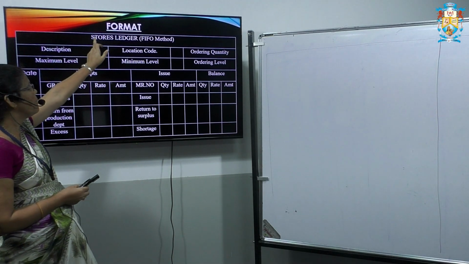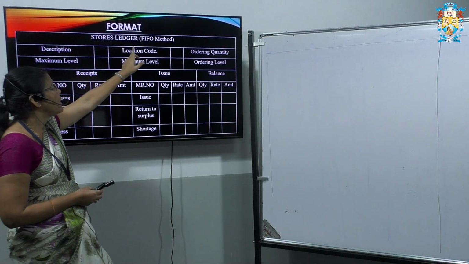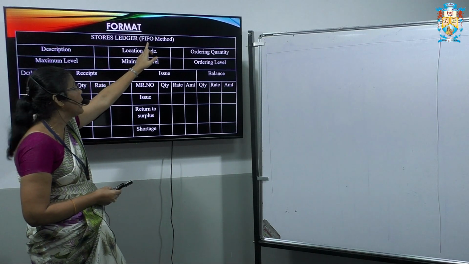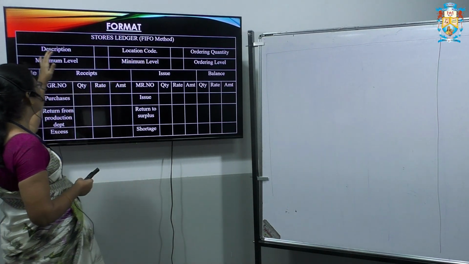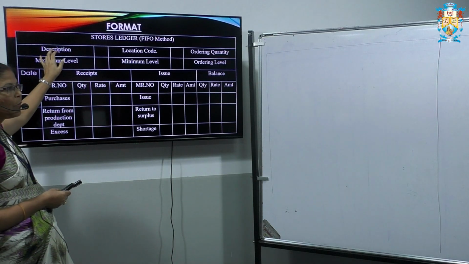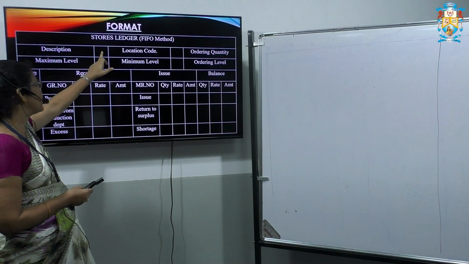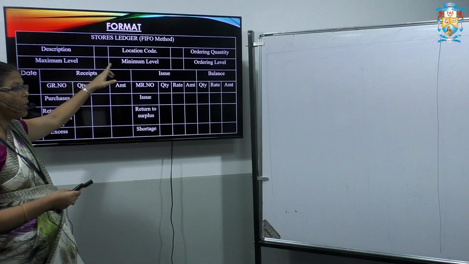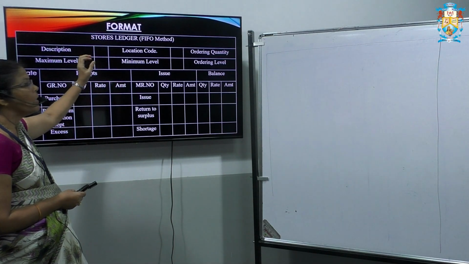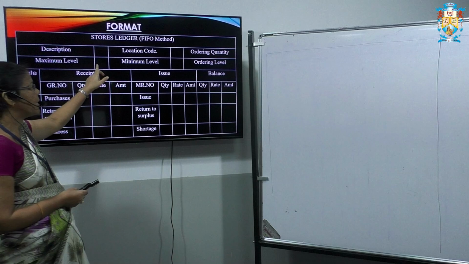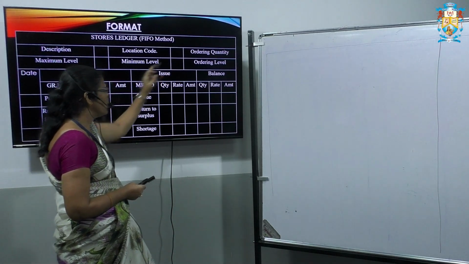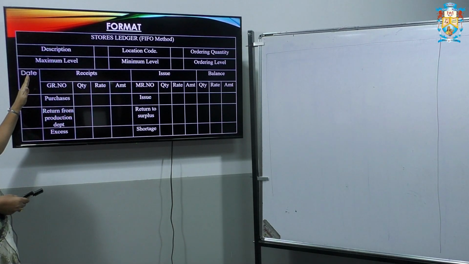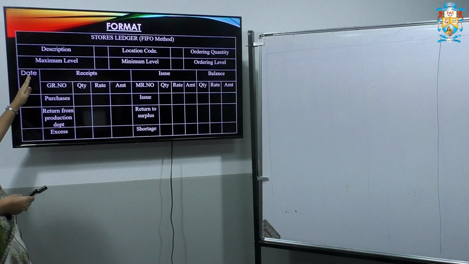First you should mention the stores ledger account, and under which method you maintain it, you have to mention here. Then the description, that is the name of the material, should be entered here. Sometimes maximum level, minimum level, reorder level or reorder quantity are given, and if given you should fill in all the columns. Then the date: which date they were purchased, which date they were issued, and which date we can show the balance according to the transactions.